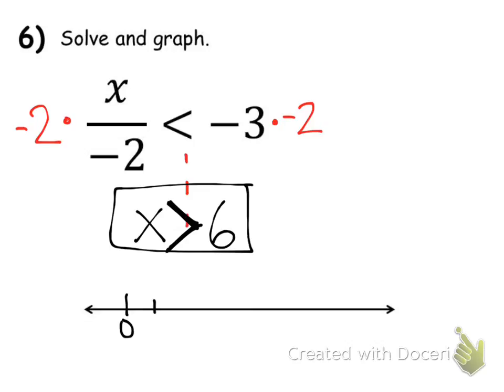We're going to graph that. Start with your 0, 1, 2, 3, 4, 5, and 6. You can keep going if you want. Alright, circle the 6. Do I fill it in or leave it open? Leave it open. Good. It's not an or equal to. Looking at your final answer, I want the x's to be larger than 6. Greater than 6 is to the right.